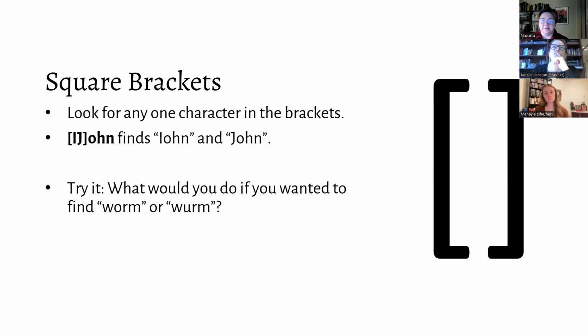So we've got W and then square brackets with an OU inside and then RM. And that's going to find either of these two spellings of the word worm.